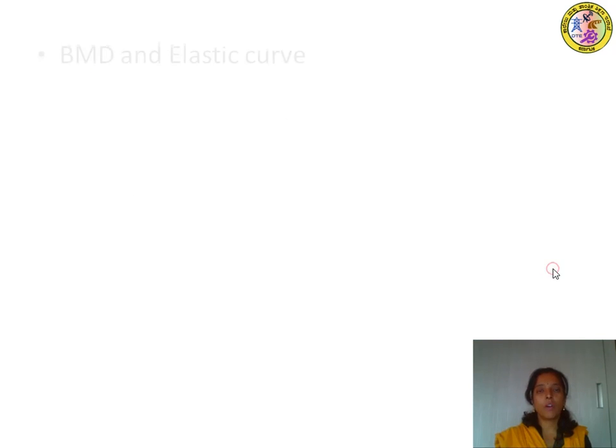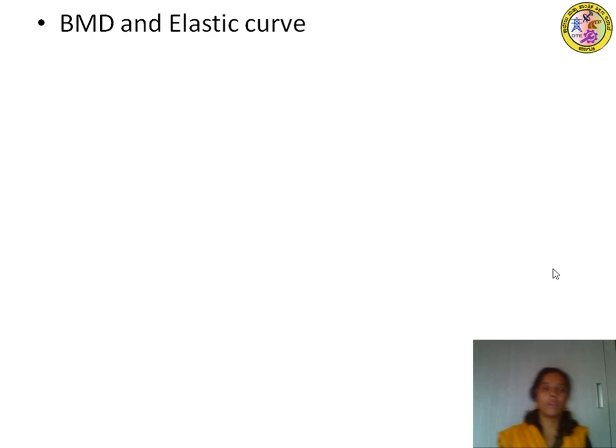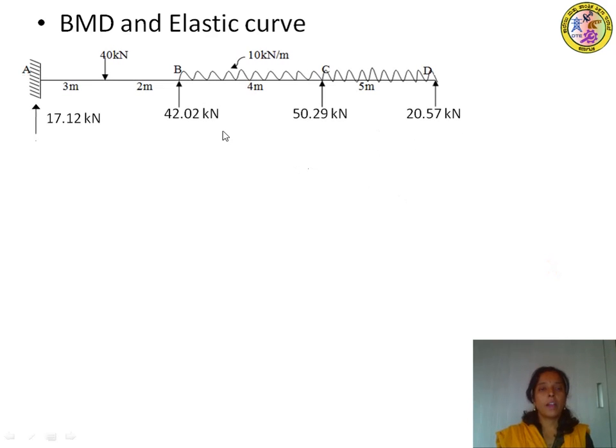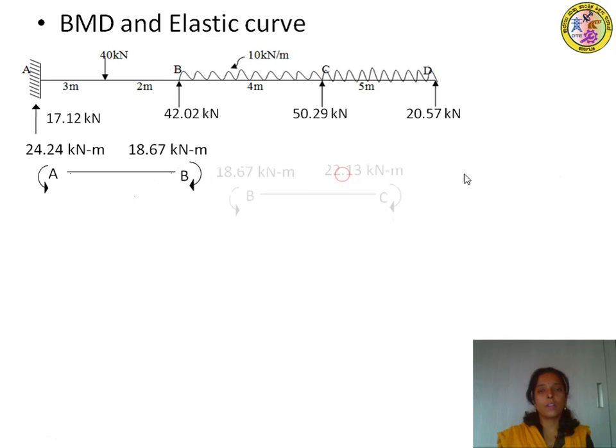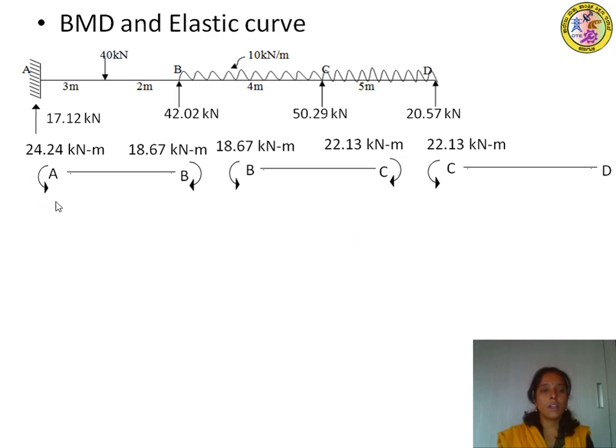Next, we have to plot the bending moment and elastic curve. To draw the bending moment diagram, consider the given beam along with the loading, and then consider the support moments as shown in the figure. So AB minus 24.24, BA plus 18.67, BC minus 18.67, CB plus 22.13, CD minus 22.13, and DC it is 0.